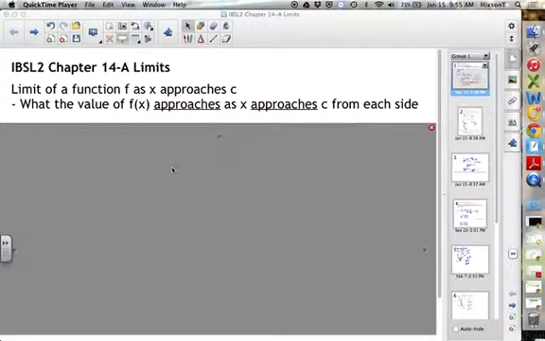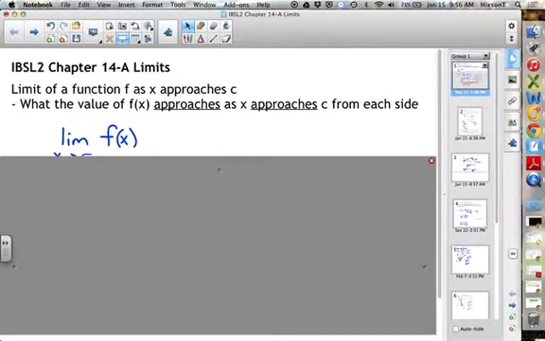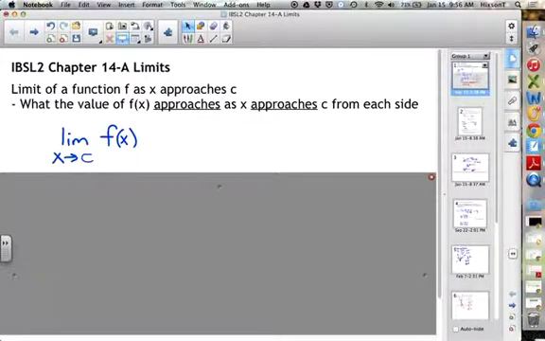All right, so the limit of a function f as x approaches c, it's the value the function approaches as x approaches c from each side. And we're going to look at that element there from each side as we work through some of these, okay? Well, let's look first of all at the notation. The notation for a limit, we would read this, the limit as x approaches c of f of x.